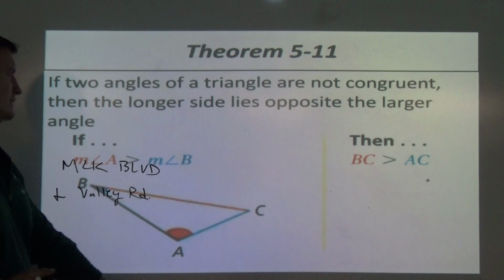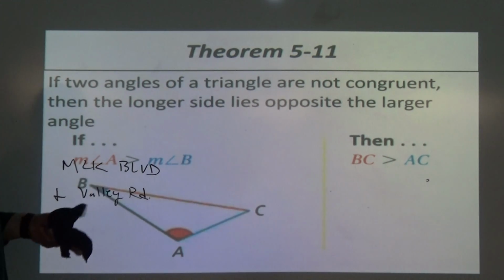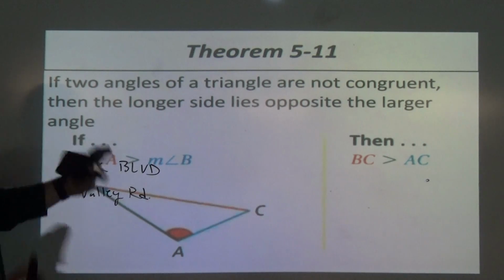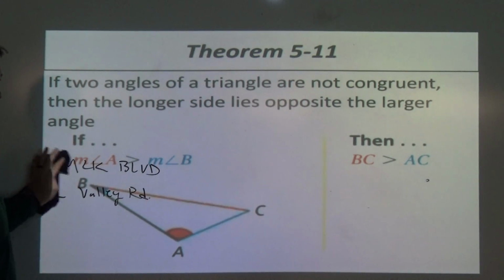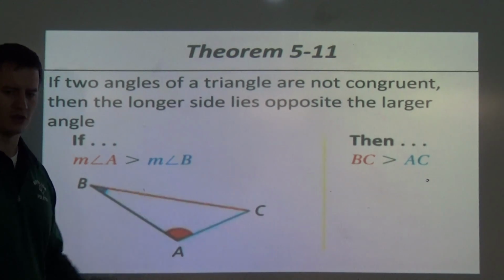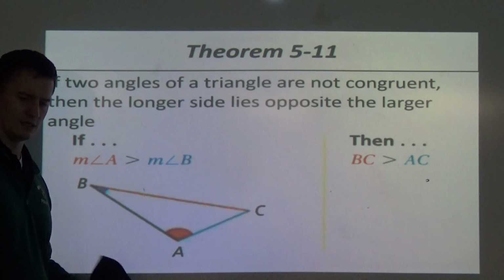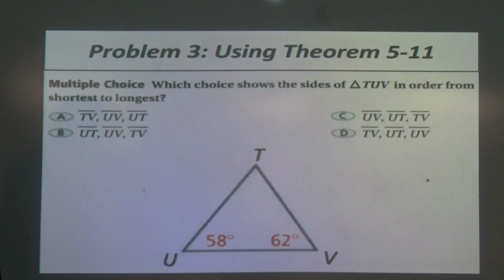Alright, 5.11, we talked about it. It simply states that if two angles of a triangle are not congruent, then the longer side lies opposite the larger angle. So if you have the larger angle, the one opposite that is the longest side. Okay? So, problem 3, using theorem 5.11.